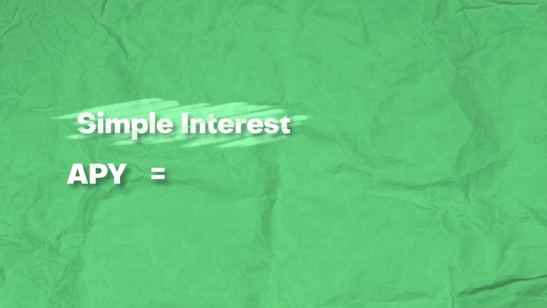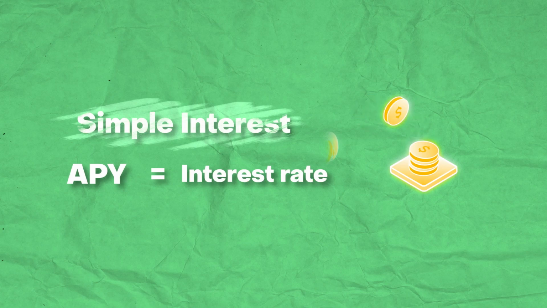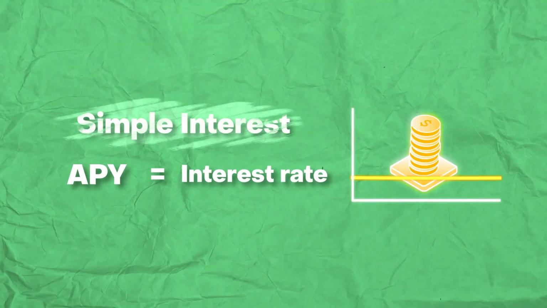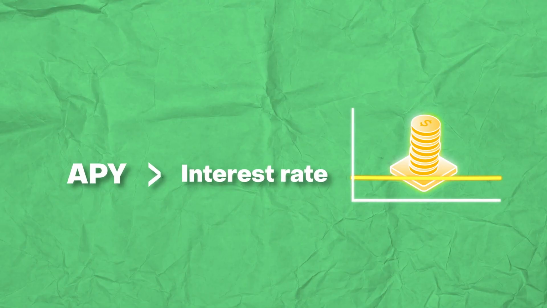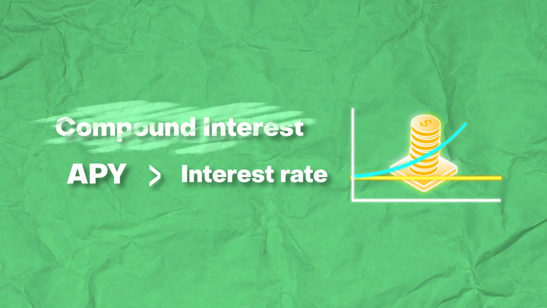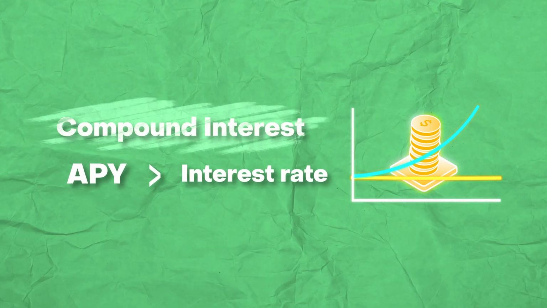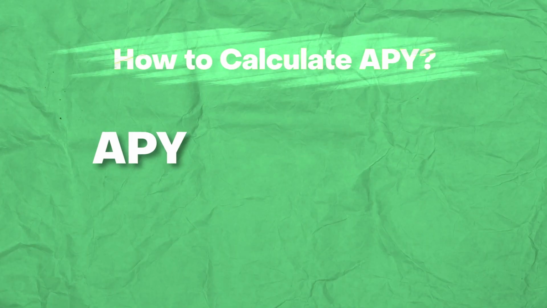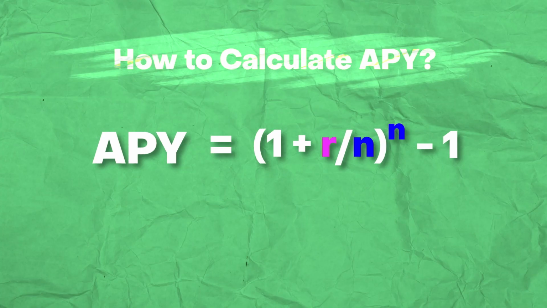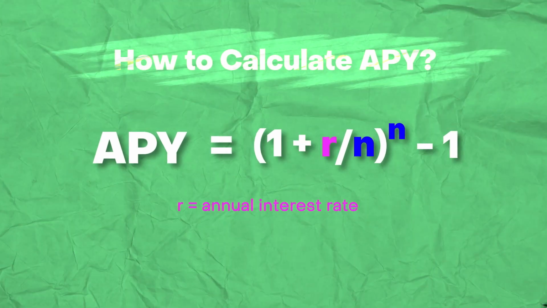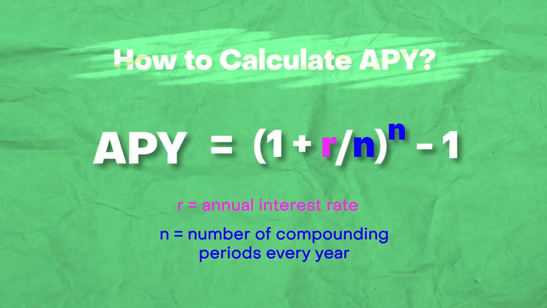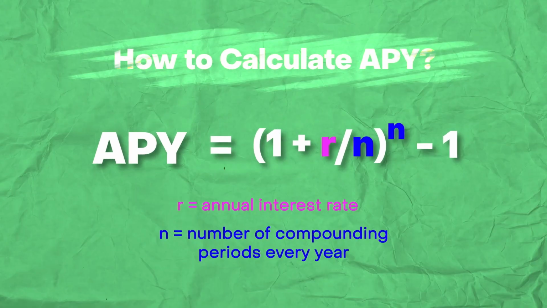Simple interest is earned when the APY is the same as the interest rate paid on a person's investment. When the APY is larger than the interest rate, it means that the interest is compounded, meaning the investor is receiving interest on the interest he has accumulated. The standard way of calculating APY is with this formula, where R is the stated annual interest rate and N is the number of compounding periods each year.